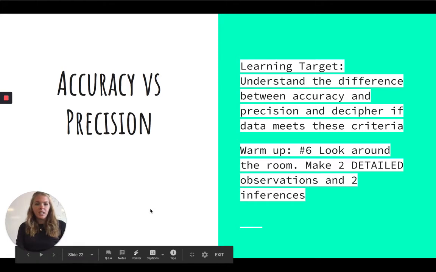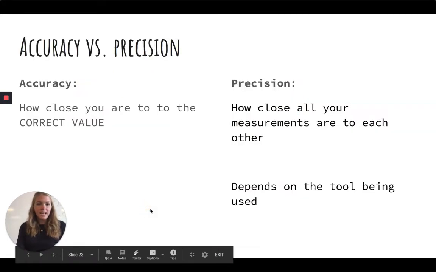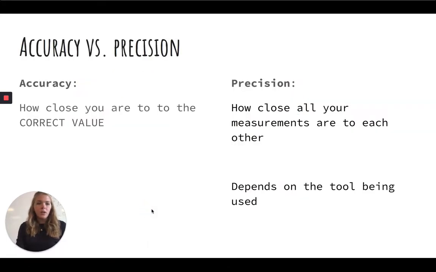So to get started, what is accuracy? What is precision? Accuracy is how close you are to the correct value. So you're accurate if you're close to the correct value. Whereas precision is how close all your measurements are to each other. Just because you're precise doesn't mean you're accurate, and just because your measurements are accurate doesn't mean they're precise.